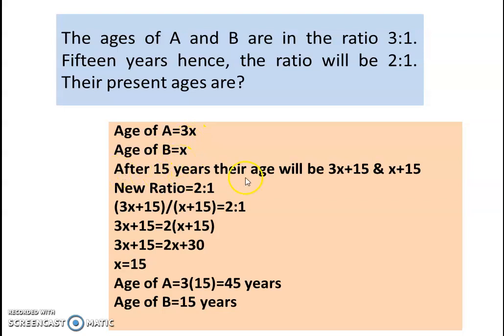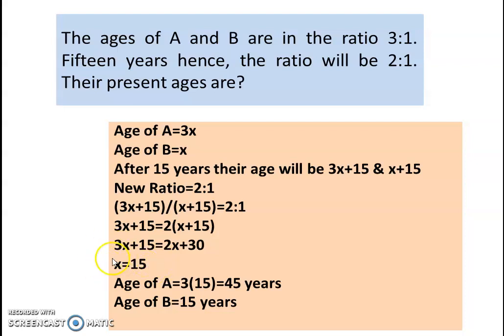Now after 15 years their age will be 3x plus 15 and x plus 15. According to question, after 15 years ratio will be 2:1, that is the ratio of 3x plus 15 and x plus 15 is 2:1. So after writing new ratio equals to 2:1, and after cross multiplication value of x will be 15.